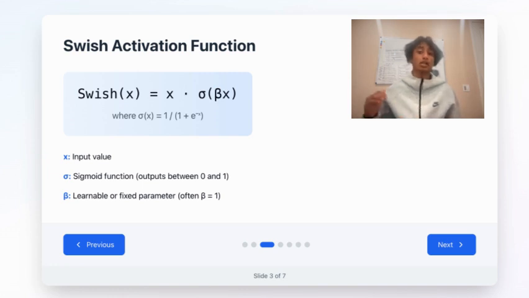Well, this actually gives a lot of performance in a lot of different tasks over the ReLU activation function because it has a smoother transition over 0, which helps for optimization. You see here we have this beta parameter, and this is a learnable or fixed parameter, but most of the times it's just set to 1. So that's why you can almost ignore it and just say that that's a sigmoid activation function.